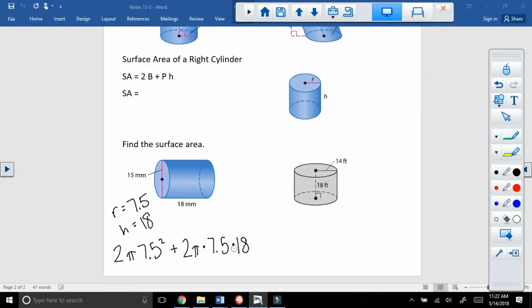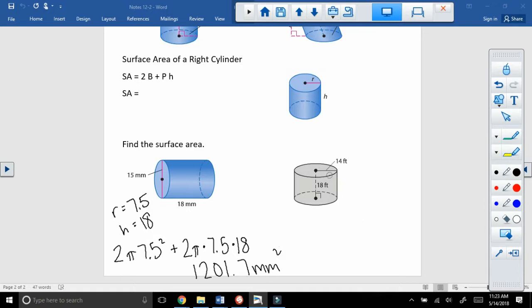I like to just type all of this in one shot into my calculator. So 2 pi times 7.5 squared plus 2 times pi times 7.5 times 18. You should get about 1,201.7, and that's square millimeters.